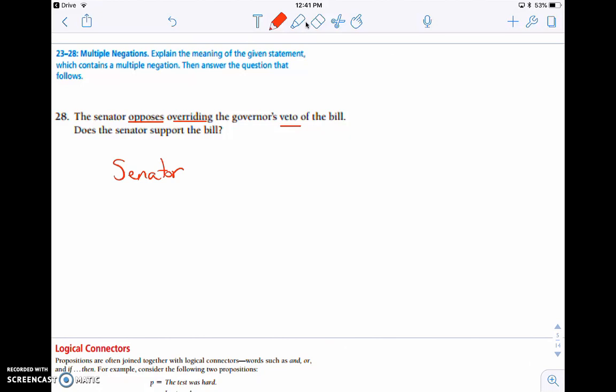So that would mean that the senator, if he wants the veto to stay in place, does not support the bill, because he opposes overriding the veto, which means he's in support of keeping the veto. So again, multiple negations sometimes can be a little bit confusing, so you have to take a moment and think through those. So hopefully this helps out, and we'll continue in part 2.